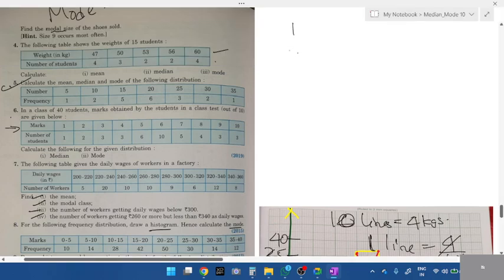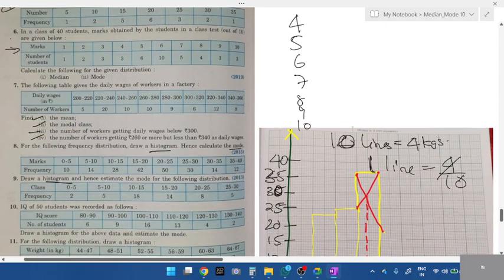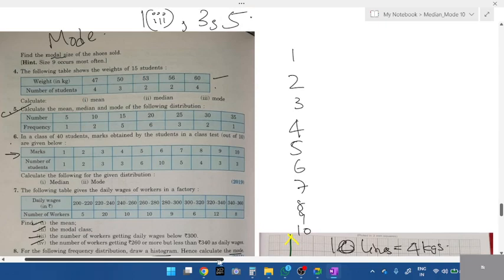Just take this. Marks is 1, 2, 3, 4. Arrange in ascending order. Response, students. Arrange in ascending 5, 6, 7, 8, 9, and 10. Okay, for median, what do we require? Frequency or cumulative frequency for median? Cumulative frequency. And why cumulative frequency?